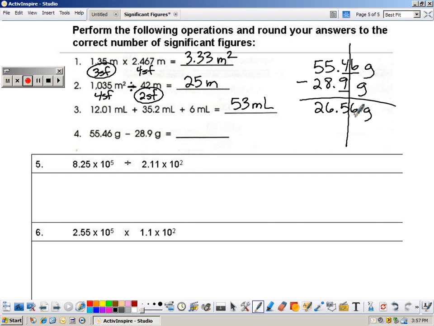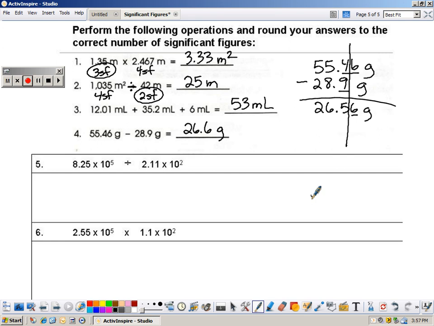Okay, we look at the 6 to round the 5, and it's greater than 5, so the 5 rounds up to a 6. Okay, so again, I'll repeat that. We use the 6 to decide whether we have to round the 5 up. Because the 6 is greater than 5, we have to round the 5 up to a 6. And that will give us 26.6 grams.